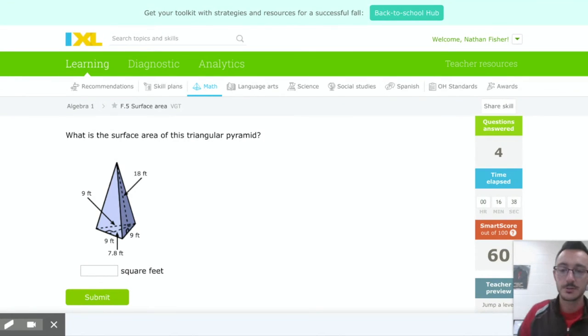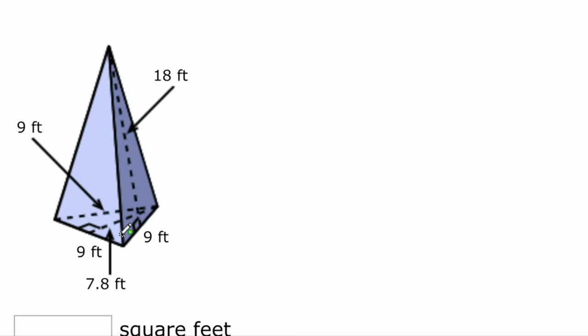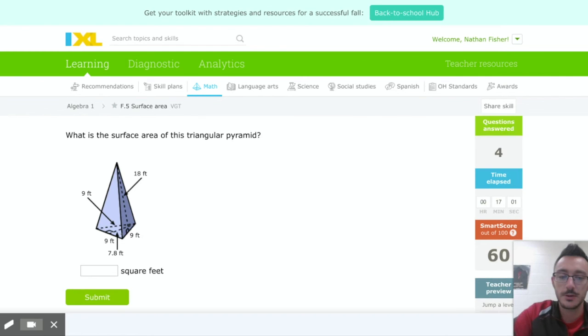Okay, triangular pyramid. So what I'm seeing here is still not the same shape, but we have 1, 2, we would have a back 3 and a bottom 4 sides to account for. Let's look at the bottom real quick. Go with green. Okay, so on the bottom, looks like we have 1/2 times base times height. Okay, 1/2 base times height.